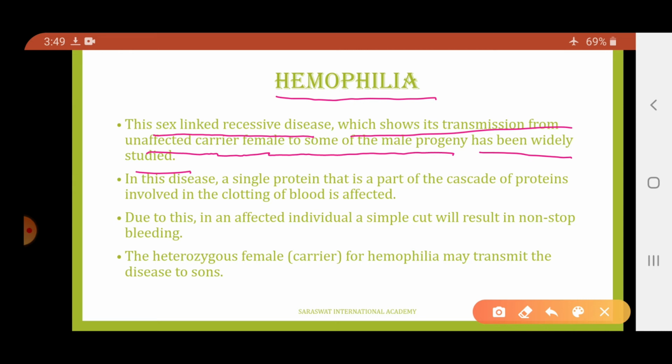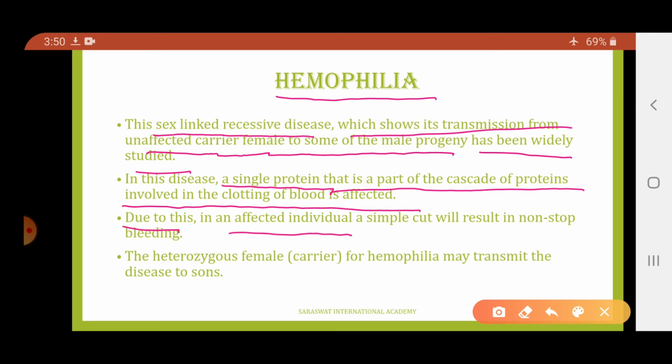In this disease, what is the effect? Like there, a defect occurred in the red or green cone. Here we have studied the blood clotting mechanism. There are 13 clotting factors. So one of the clotting factors gets affected, it is not formed, which means the whole cascade of clotting, these 13 proteins that work together, cannot function. Because of this, even a simple cut in the individual will result in non-stop bleeding. So it is a disease in which a single protein that is part of a cascade of proteins, total 13 proteins involved in the clotting of the blood, is affected. Due to this, in an affected individual a single cut will result in non-stop bleeding.